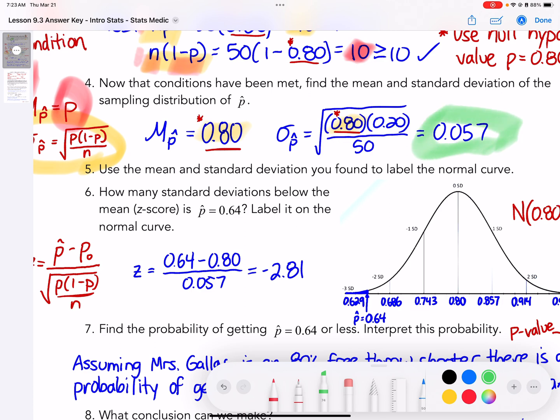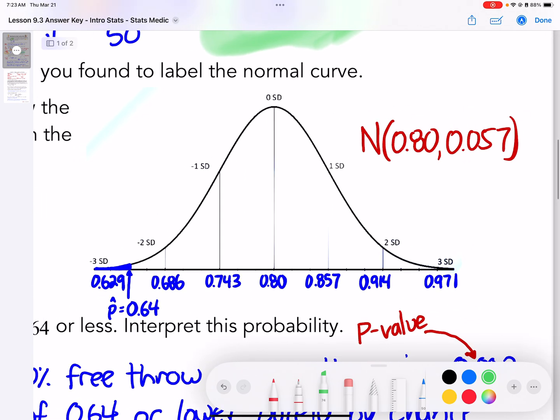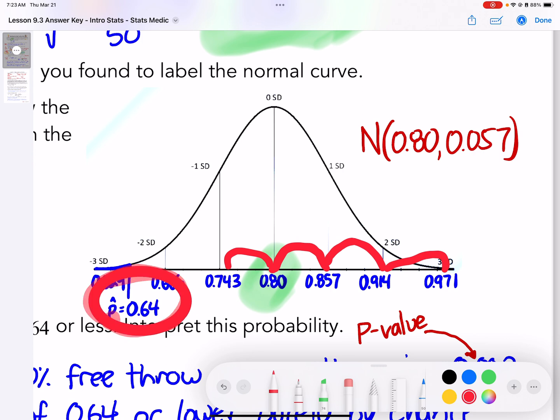Now we're going to label this normal model. The 0.8 right here is my mean. Then to get each of the other values, I added 0.057 to each one, 0.057 plus 0.057 and so forth, and then subtracted it to get all of these numbers. The next step was to put our value, 0.064, on the graph. And I said, okay, it's about here, and it's shaded to this area here.